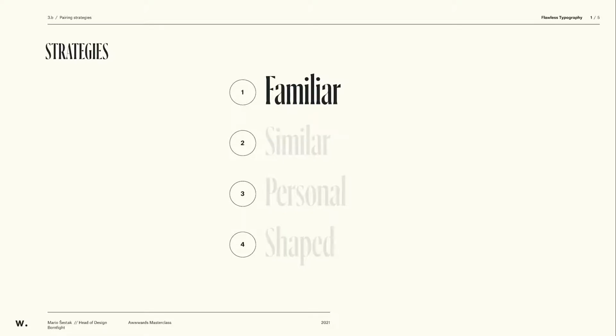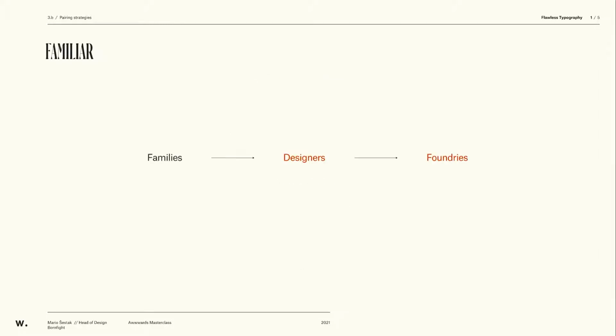Let's start with familiar. We already covered that it's a good practice to use one family, twin, or a superfamily because they have a same foundation in letter construction. On a similar idea, we are expanding the family, in a way. Familiar strategy relies on pairing typefaces from the same type designer.